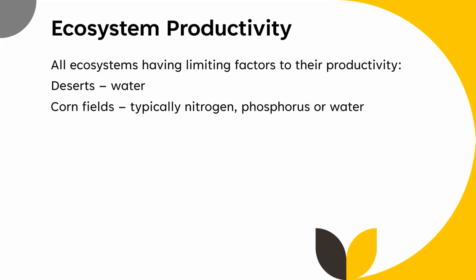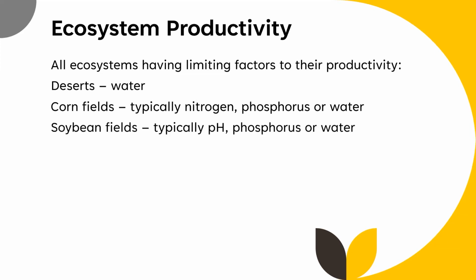For cornfields, those of you who've been around farming know, typically it's going to be nitrogen, phosphorus, or water. And it can vary depending on the year. Many times, like this year, many fields would have had sufficient nitrogen and phosphorus to grow good corn yields, but it was a drought, and dryland agriculture didn't have enough water to produce what the farmers had hoped for.